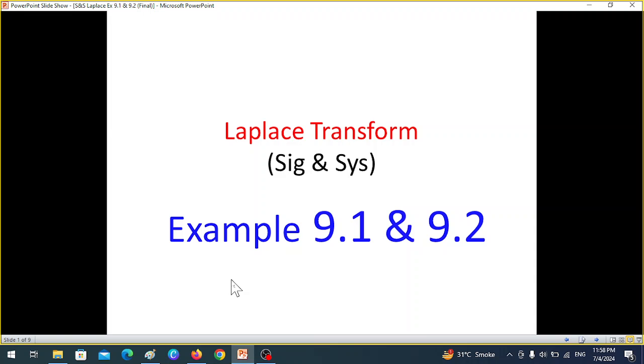And here we'll be primarily discussing example 9.1 and 9.2. And this is on the request of a student.